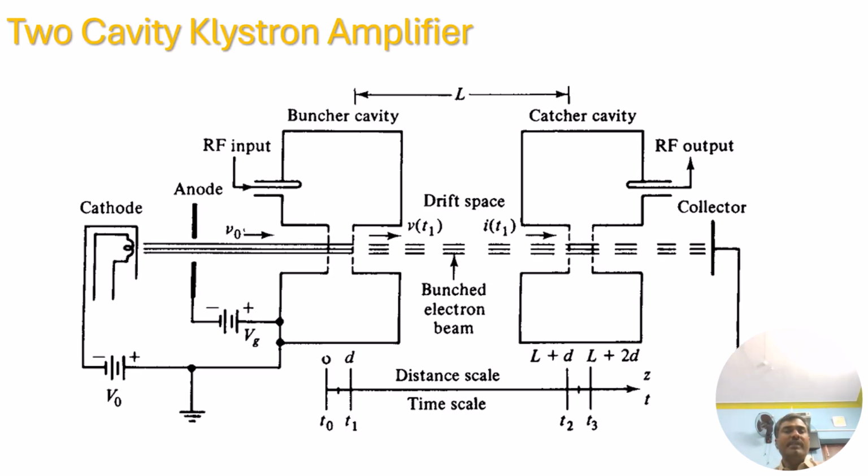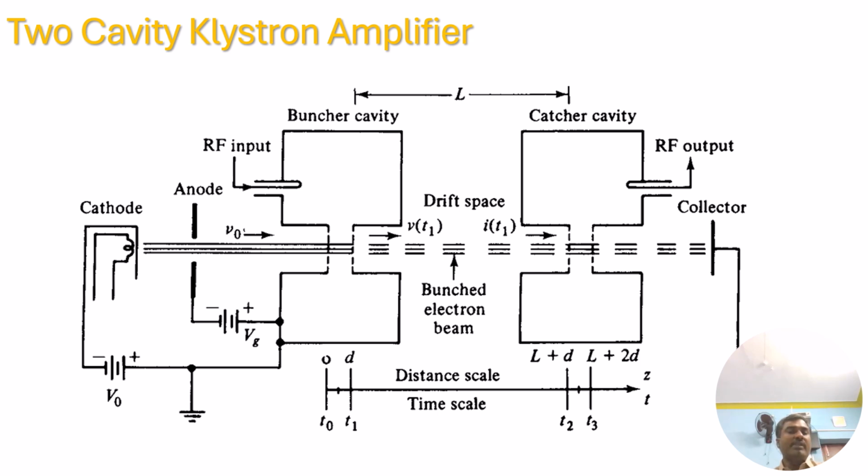The two cavity Klystron amplifier consists of five major components, namely electron gun, pair of anode plates, buncher cavity, catcher cavity, and collector plates. The first component is cathode, which produces a beam of electron. The second one is anode plate, which focuses the electron beam in order to make it a thin beam of electron. The third component is buncher cavity, and the fourth one is catcher cavity.